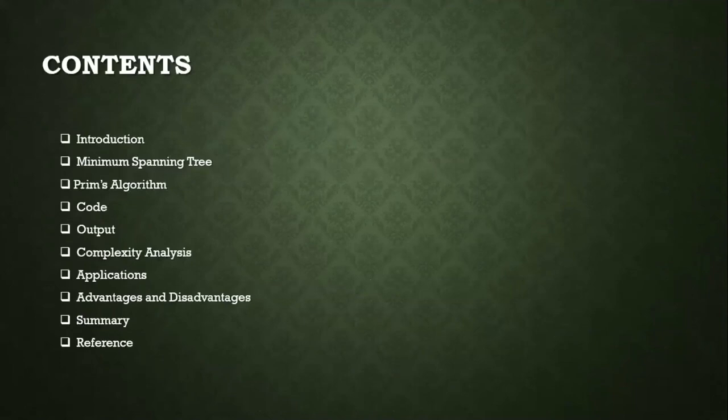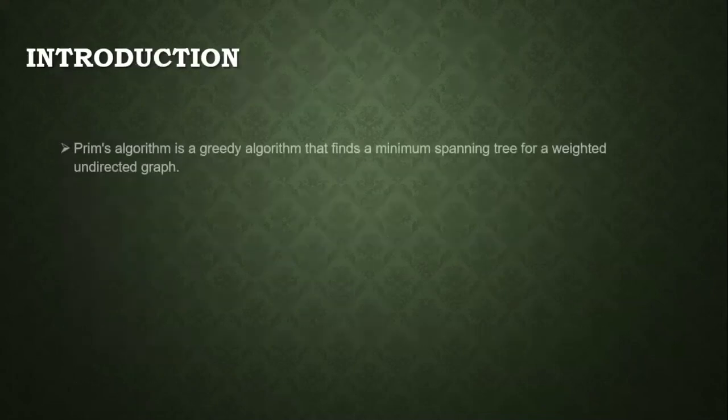Let's first see the contents. Here the first one is introduction. Then we'll talk about minimum spanning tree. Then we'll talk about Prim's algorithm. Then we'll talk about the code, the output, and the complexity analysis, and the applications where it's used, and advantages and disadvantages, and at last the summary, and of course the reference. So first of all, the introduction.